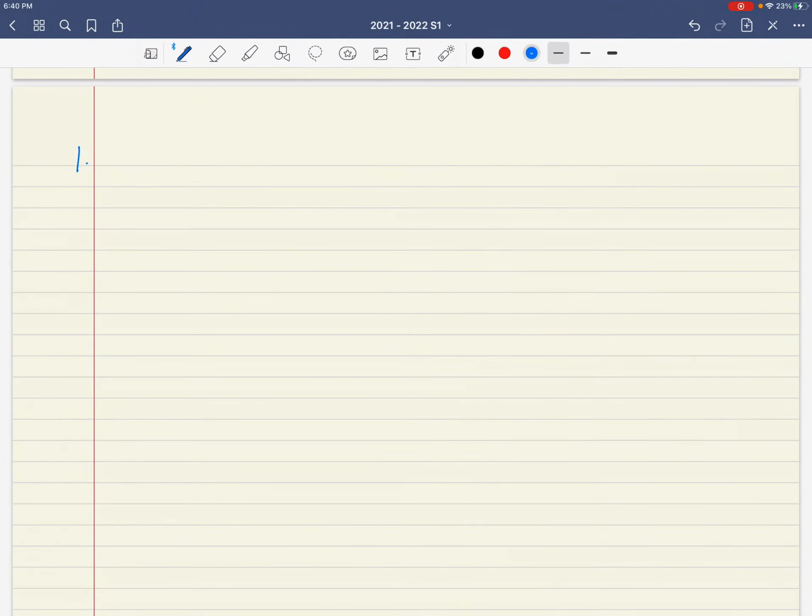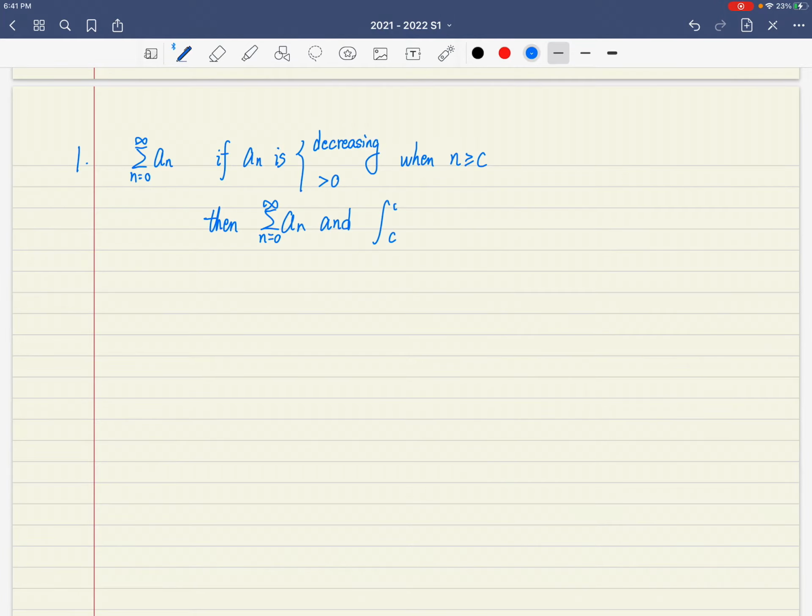Okay, for problem 1, let's talk about the integral test. Let's say I give you a series. If the a_n is both decreasing and always positive when n is greater than or equal to a number, for example, c, then this series and the integral of the corresponding fitting function are either both convergent or both divergent.